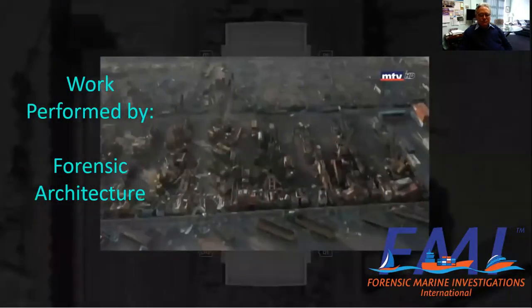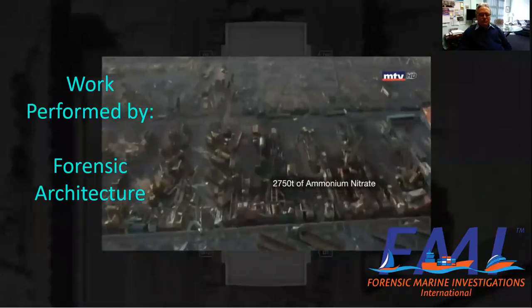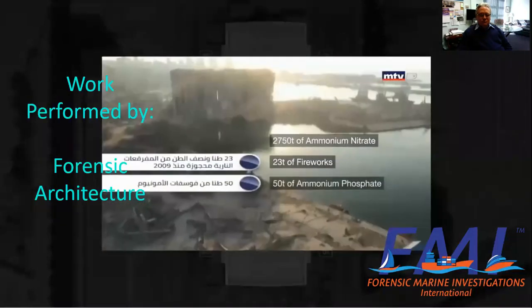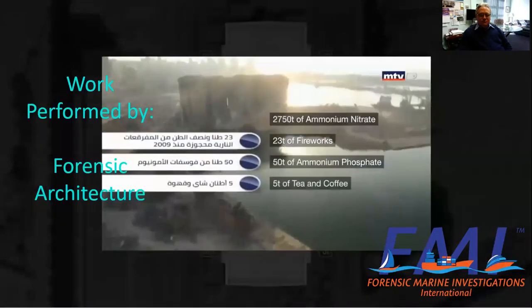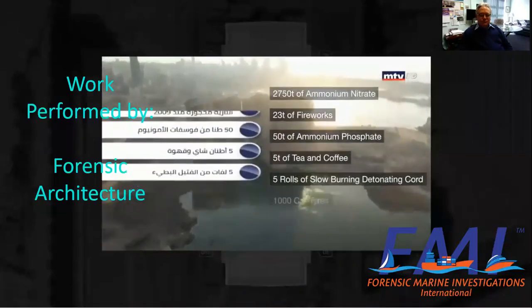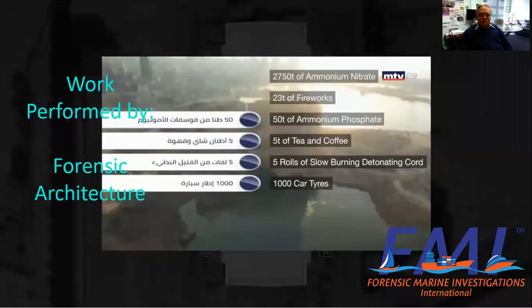News reports suggest that in addition to the ammonium nitrate, the warehouse also stored 23 tons of fireworks, 50 tons of ammonium phosphate, 5 tons of tea and coffee, 5 rolls of slow-burning detonating cord, and 1,000 car tyres. Each of these materials burns differently.